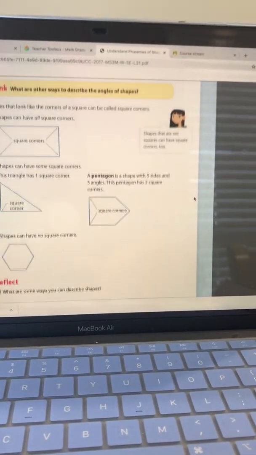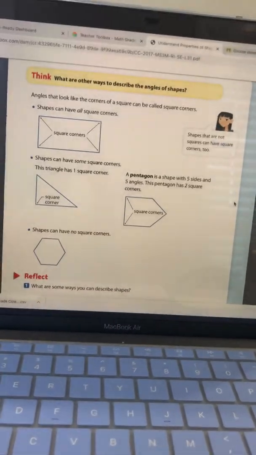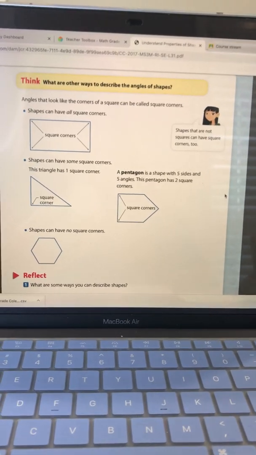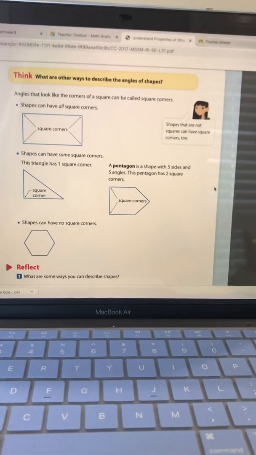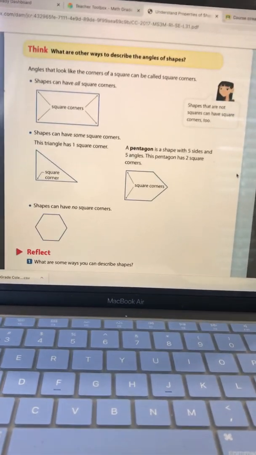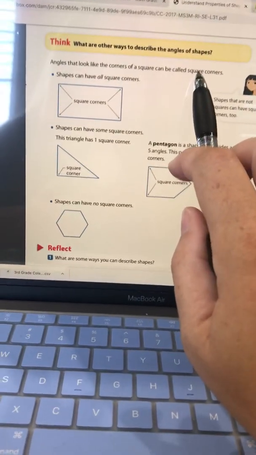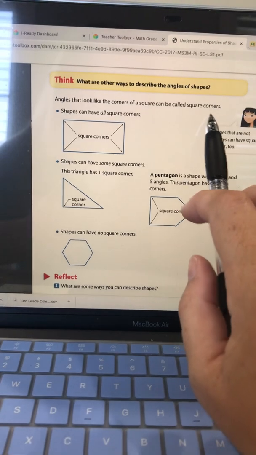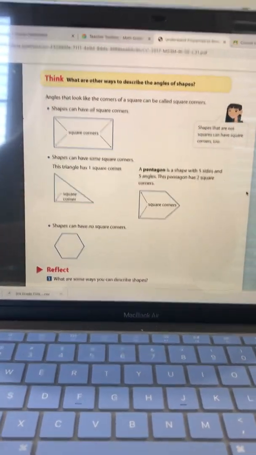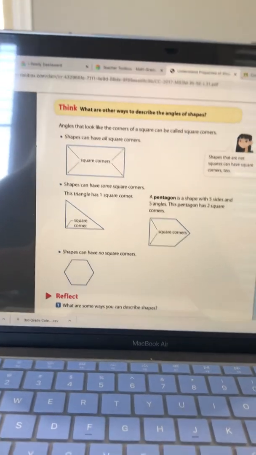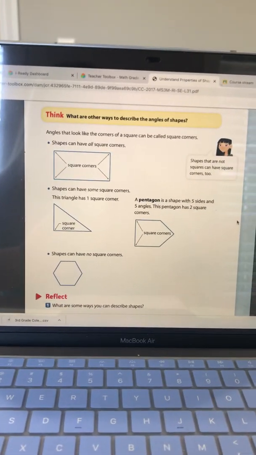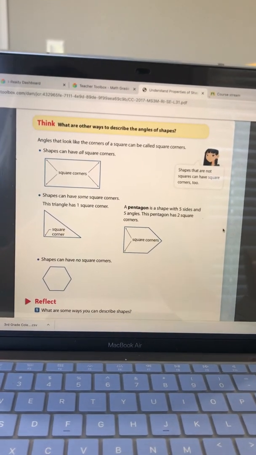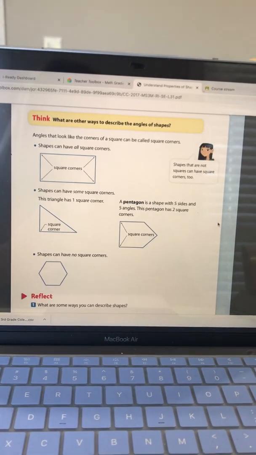Let's go to page 331. What are other ways to describe the angles of shapes? Angles that look like corners of a square can be called square corners. We're also going to include that these are right angles. So what I would like you to do is, right here where it says square corners on your paper, write right, R-I-G-H-T, angle, A-N-G-L-E. Shapes can have all square corners or all right angles. Shapes can have some square corners or some right angles. You see that triangle has 1 right angle or square corner.